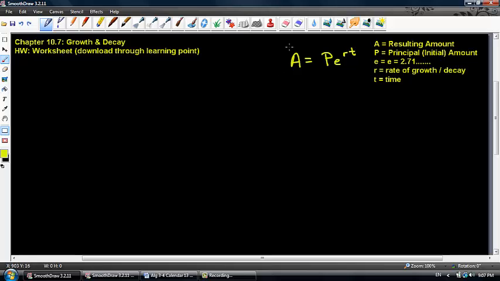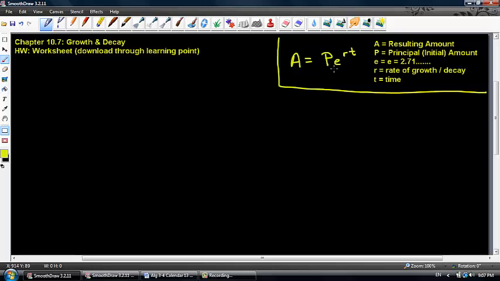Sometimes you'll hear other people call it the PERT formula. That's what I tend to refer to it as. It's basically A equals P E to the RT. You have to memorize this formula. In a later video, I'll derive this for you, so you know where it comes from. It didn't just suddenly appear out of nowhere.